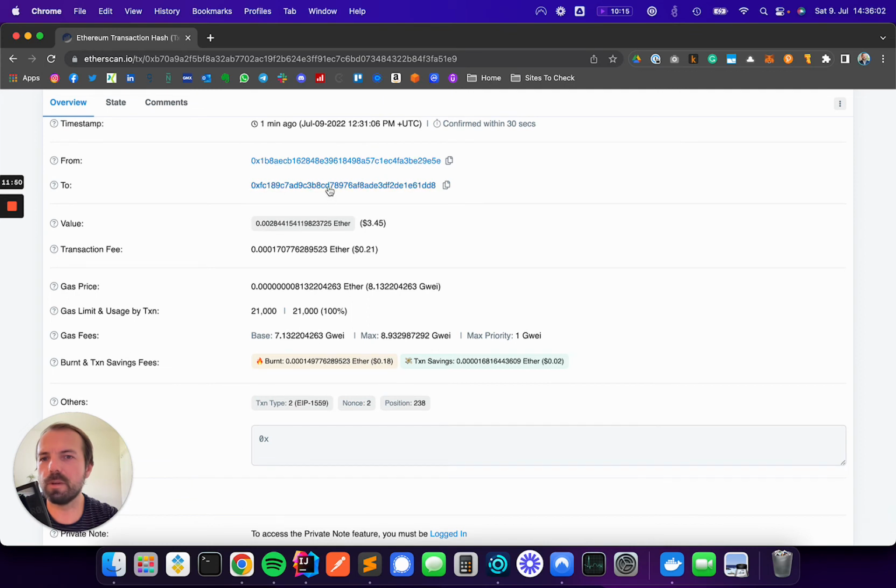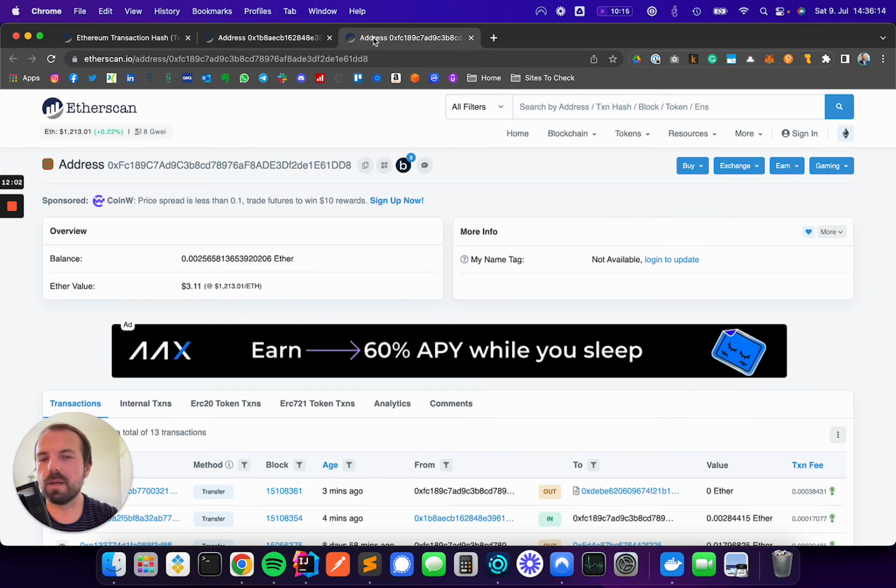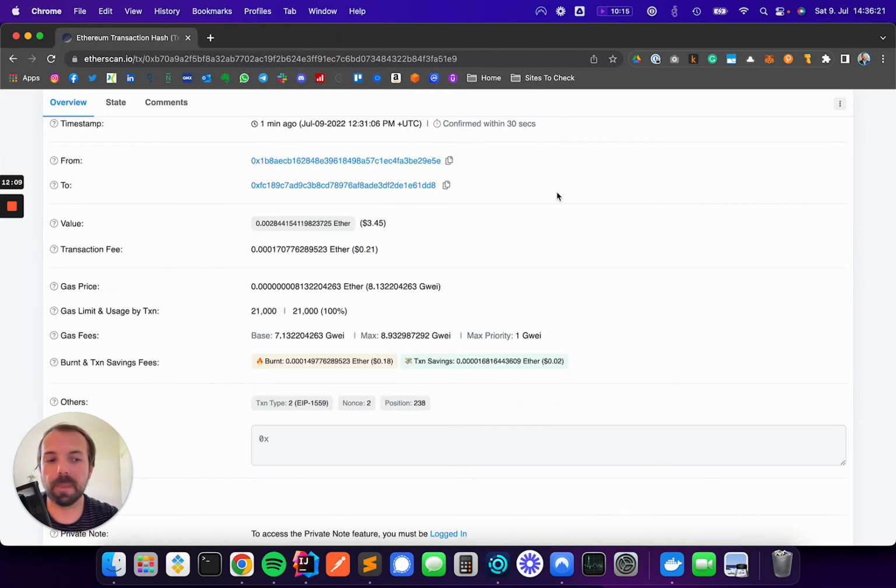So from an address to an address, and we can also click on these two addresses. I open it in a new tab, and we can see how much balance they have and what other transactions they made so far. I will go through this in a separate video, but just to show you that these are two externally owned accounts. So two basically persons, more or less, that are in control of these accounts, and where one person sent $3.45 to another person, and this cost $0.21.